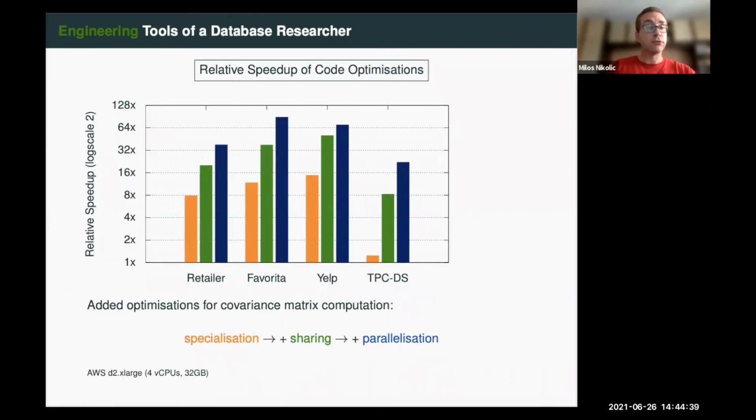We show in this plot the relative speed up of our code optimizations relative to our unoptimized code that performs the same task. And in this case, the task is the computation of the covariance matrix for linear regression. And as you can see here, just specializing the code can have staggering performance improvements with a factor of 8 times for Retailer and even more for Favorita and Yelp, but not so much for TPC-DS. If we also add sharing of scans of relations for the various aggregates, we get a further speed up of about 2x over the original speed up. And then with parallelization, we get even more.